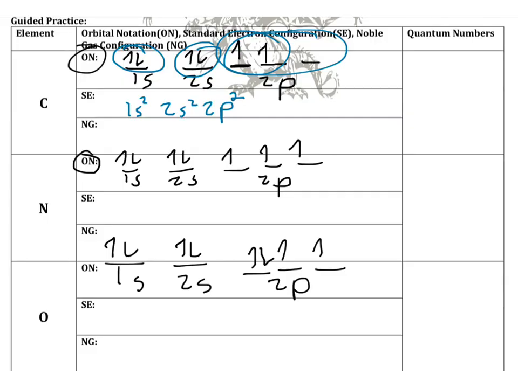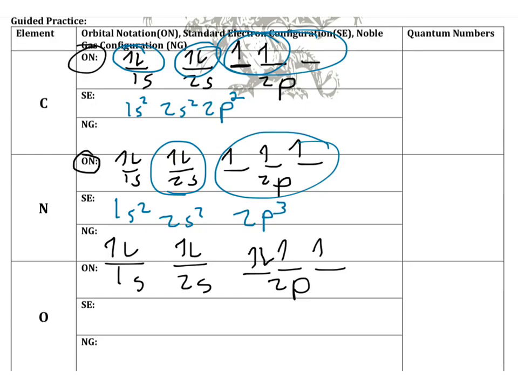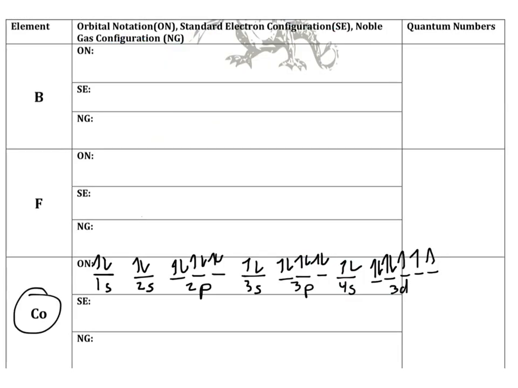All right, let's go ahead and do nitrogen. So again, we have 1s2. Then we have 2s2. And then in this situation, it's 2p3. Okay, oxygen, 1s2, 2s2, and again, there's 2 electrons there. And then we have 2p4. And it's that simple.